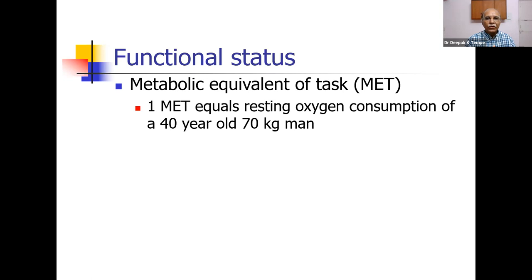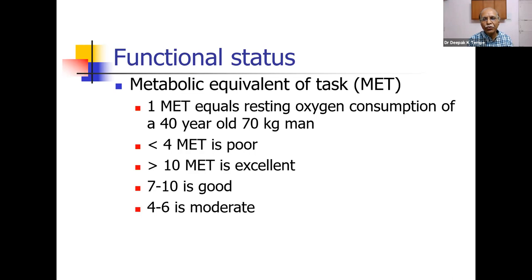So that is the equivalence, metabolic equivalent means. And if a particular patient is able to meet a metabolic equivalent of less than 4, he has a very poor class of functional activity and stands a high risk of surgery. And a person who meets a MET of more than 10 has got excellent functional capacity. And 7 to 10 is good functional capacity, and 4 to 6 is moderate functional capacity.